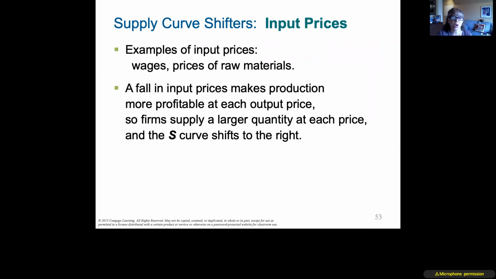Raw materials are also an input price. So if you're making lattes, you've got the wages of the baristas, you've got the wages of management, and then you have the price of the raw materials that go into it. A fall in input prices makes production more profitable. If indeed the cost of milk or coffee goes down, every single cup of coffee you make is more profitable. So it will make it so that you can supply a greater quantity at each price, and it shifts the supply curve right.